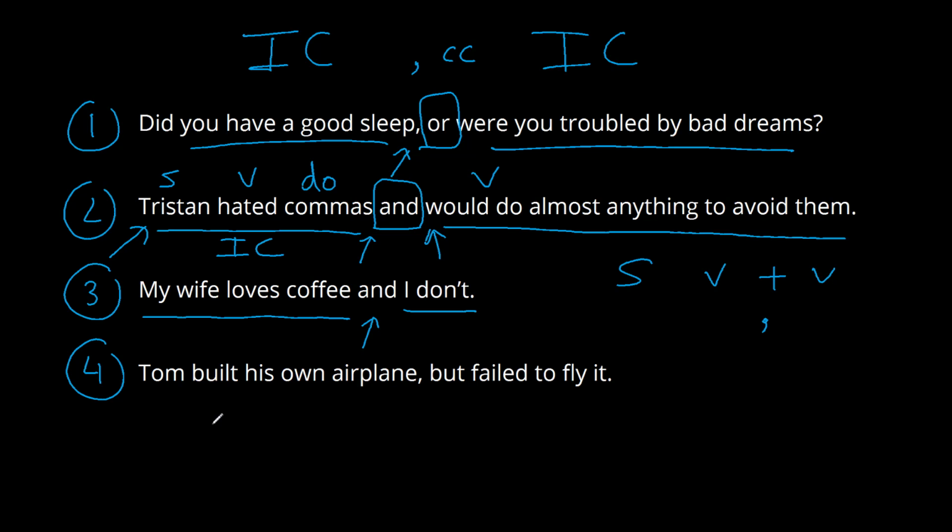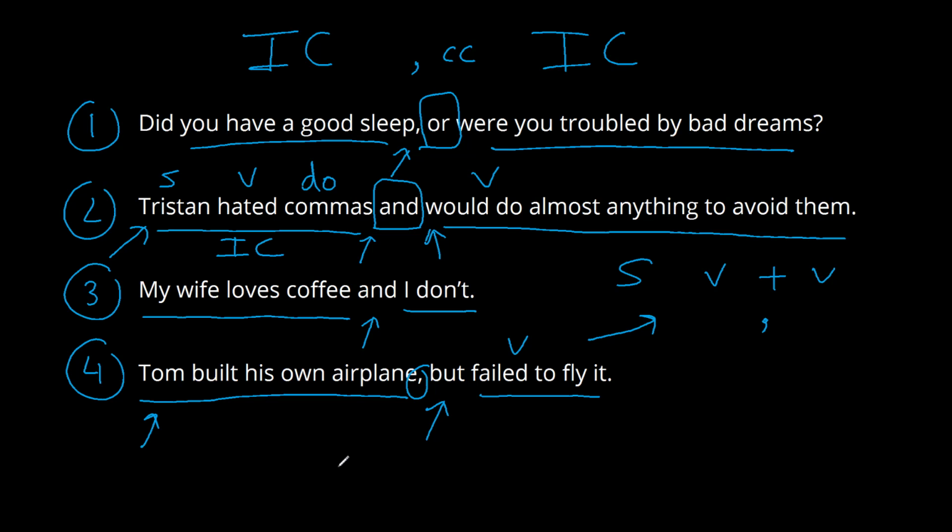The last example, here we go, Tom built his own airplane, independent clause. We have but, coordinating conjunction, and failed to fly it. And you can probably see what's wrong here. Failed is a verb, but it follows this pattern, right? So there's no subject here. The subject is Tom, which is over there, and it's on the wrong side of the coordinating conjunction. So what should we do about this? Well, presumably we should not have a comma here then. That comma should go. But here's the thing.